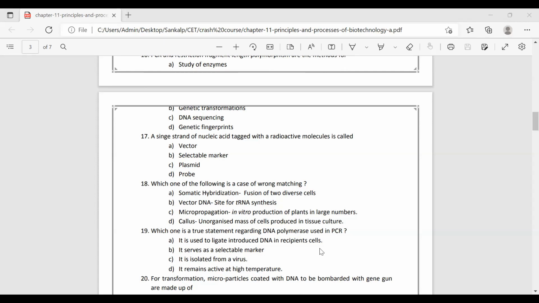C, ma'am. Option A, somatic hybridization, fusion of two diverse cells. That is the right statement. C, in vitro production of plants in large numbers. It is the right statement. D, callus: unorganized mass of cells produced in culture. That is a right statement.